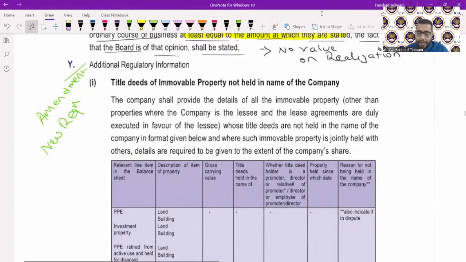Yes, Jay, it will be, because on the plain reading it is shown, so it will be. I hope I'm clear. Any further doubt, guys? Thank you, Srinidhi.